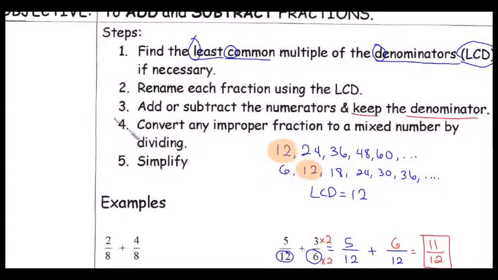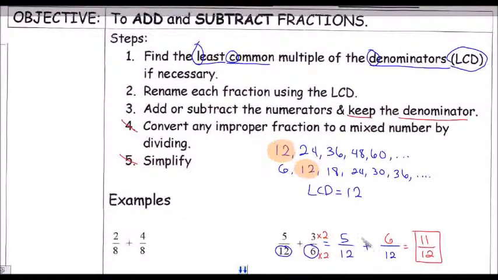Okay, I can skip steps 4 and 5 in this case because we didn't have an improper fraction and we cannot simplify. But if I did have an improper fraction, or if I could simplify, I would have to do that in that case. And that's the example right here.